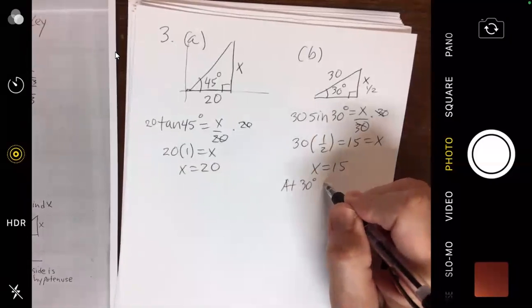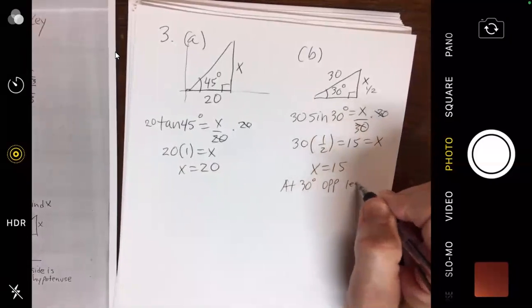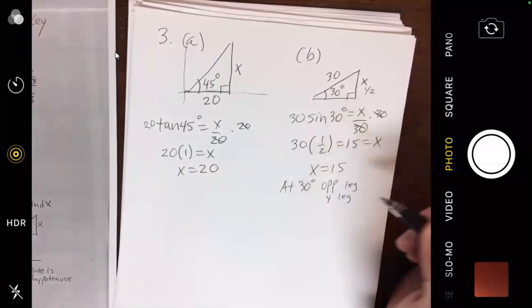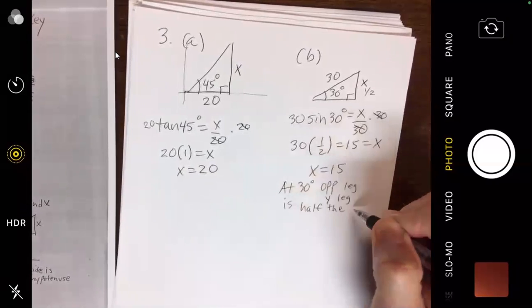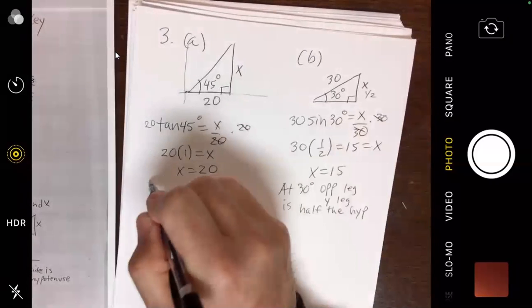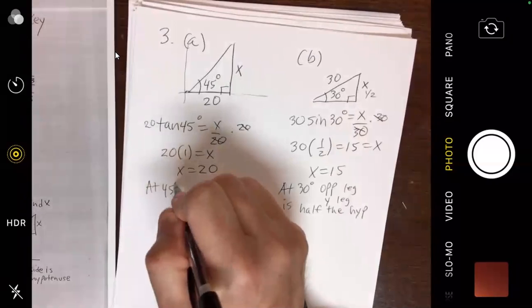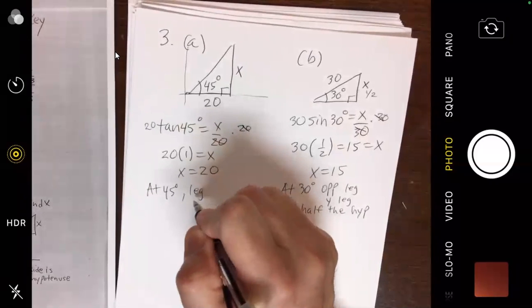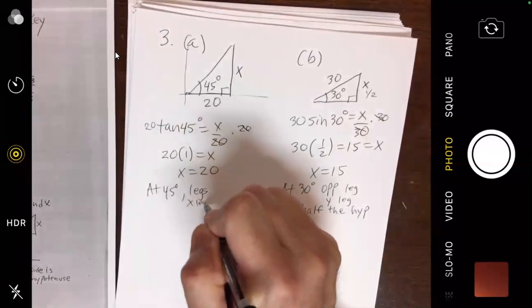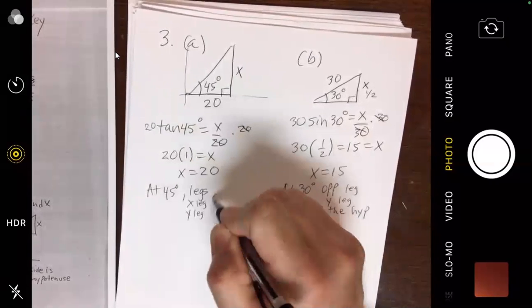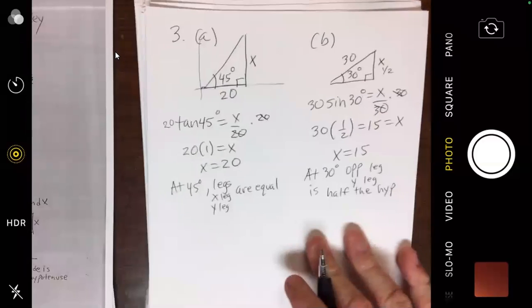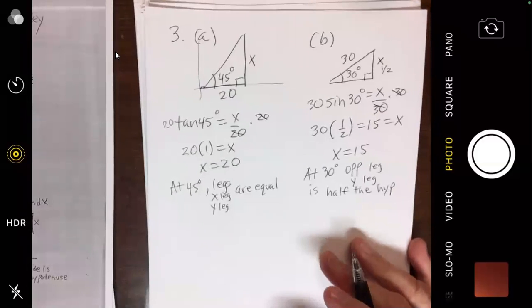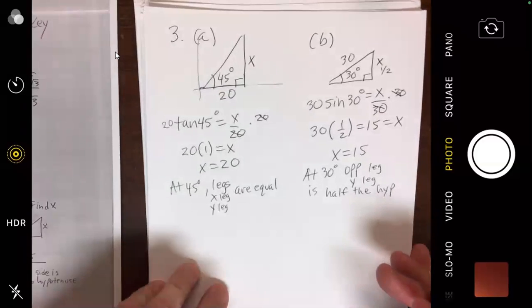The opposite leg, we'll call it opposite leg, usually it's the Y leg, is half the hypotenuse. At 45 degrees, legs, which means X leg, Y leg, are equal. All right, we'll just keep working through here.